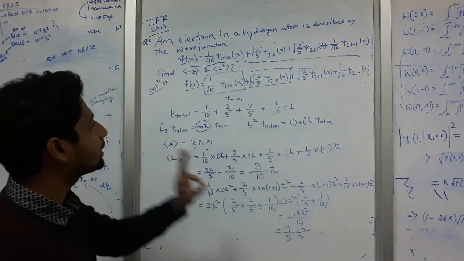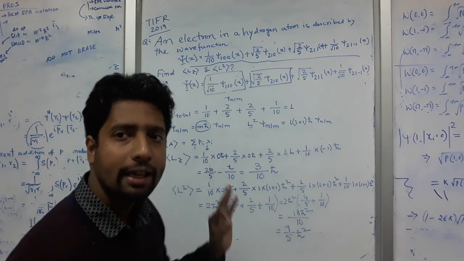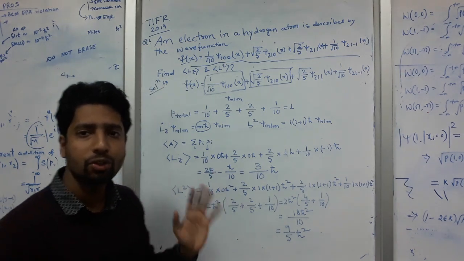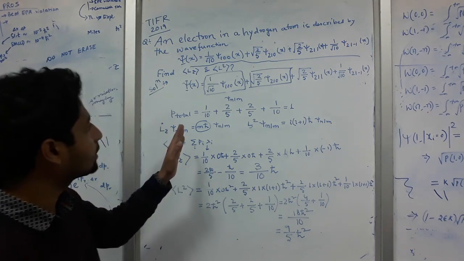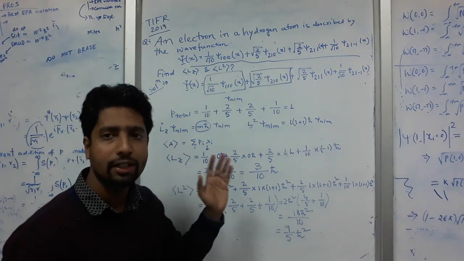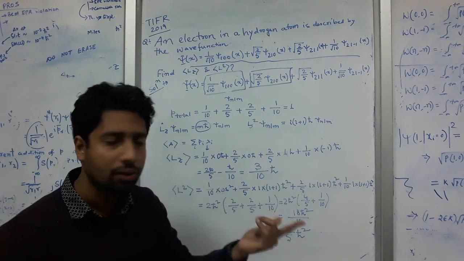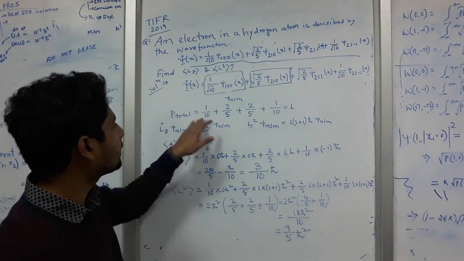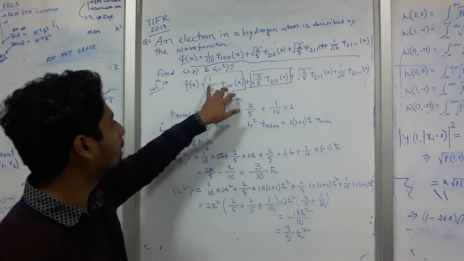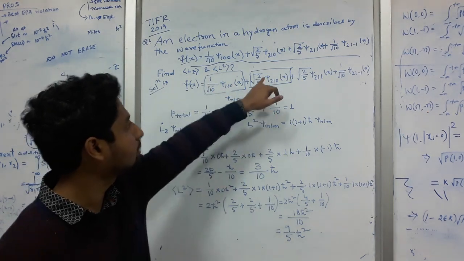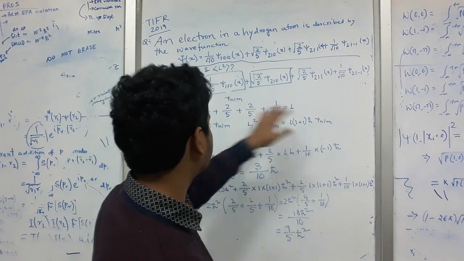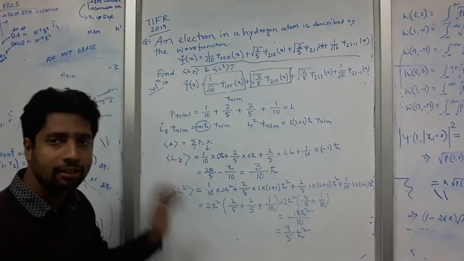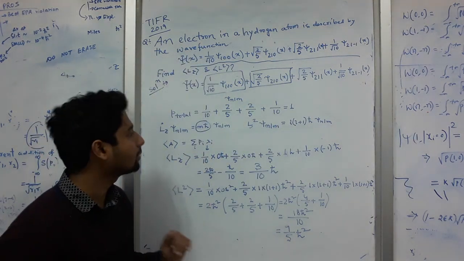Second step, I check whether the wave function is normalized or not. If it is not normalized, then we need to normalize it. For normalization, we need to check whether the sum of total probability is 1 or not. So P total, I got 1 by 10 probability plus 2 by 5, 2 by 5 plus 1 by 10, which turns out to be 1. Fantastic. We don't need to worry about anything now.